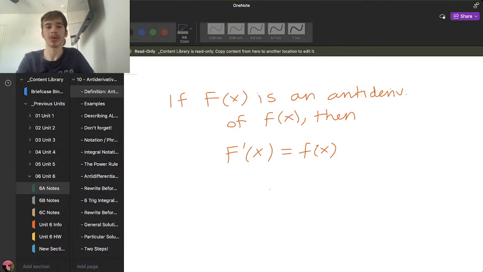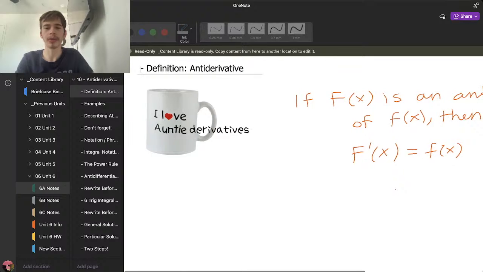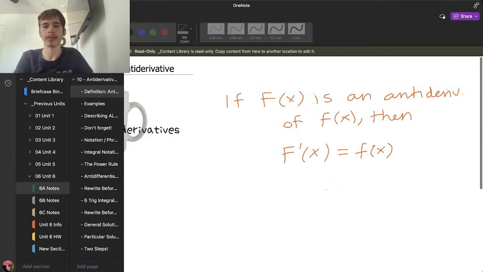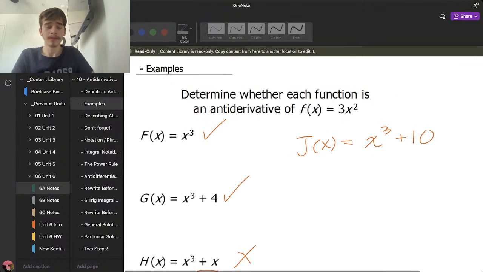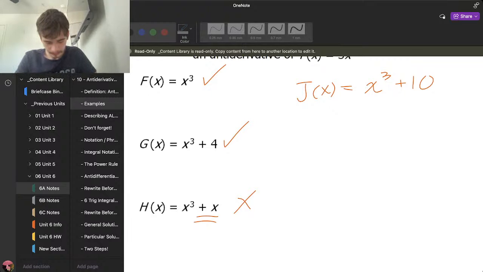Okay, so antiderivative is literally the opposite of derivative. If F of x is the antiderivative of f of x, then you take the derivative and you get f of x. Pretty easy. Yes, we're on unit 6. Unit 5 was short. How do you differentiate a constant? It's 0. The derivative of a constant is 0.